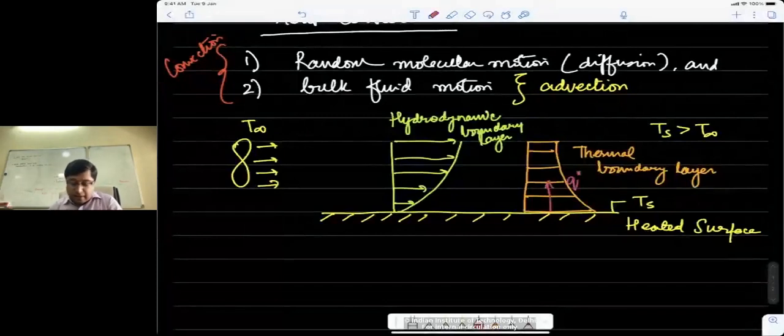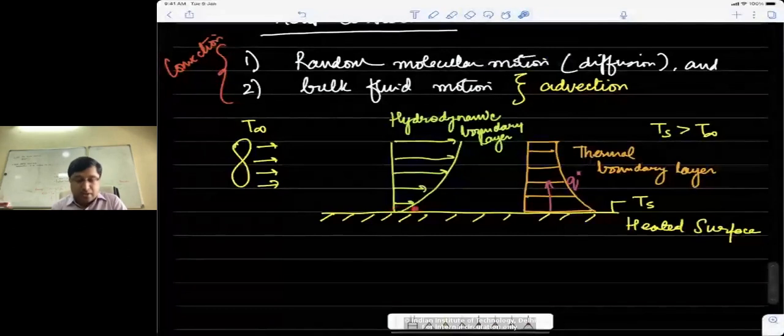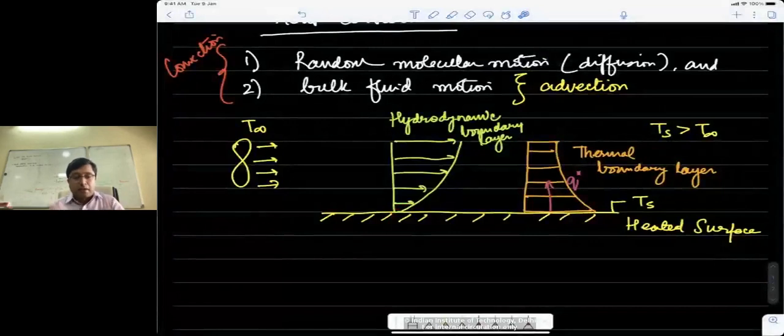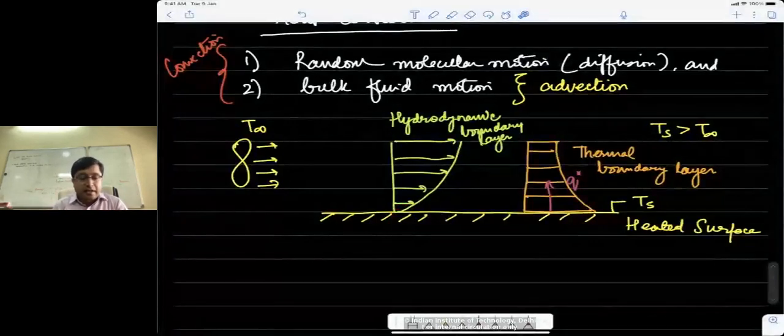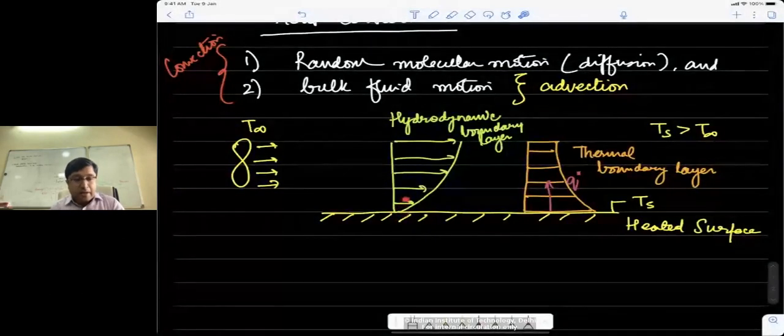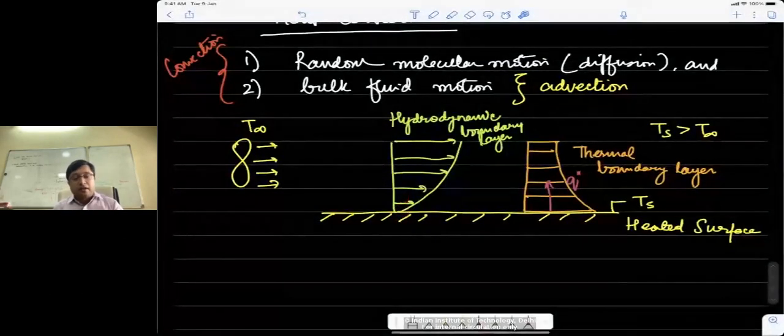So how does heat transfer take place in convection? If you think of it from a physical standpoint, notice that fluid particles which are very near the surface, where the velocity is zero, are actually at rest. So at that location, the transport of energy from the hotter surface to the fluid is because of diffusion, or this random molecular motion, because there is no bulk motion. The fluid is not flowing there, so it is where you start getting conduction heat transfer from the surface to the fluid.